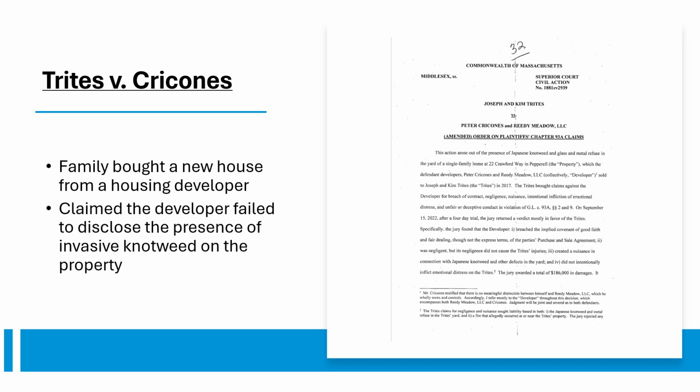This case involves the sale of a new home by a developer, Cricones, to the Trites family. The Trites bought the house in the winter and were able to inspect it only after the lawn had been hydroseeded. In the spring, invasive knotweed started coming up and other problems arose. The Trites sued Cricones and his development company under a number of different theories.